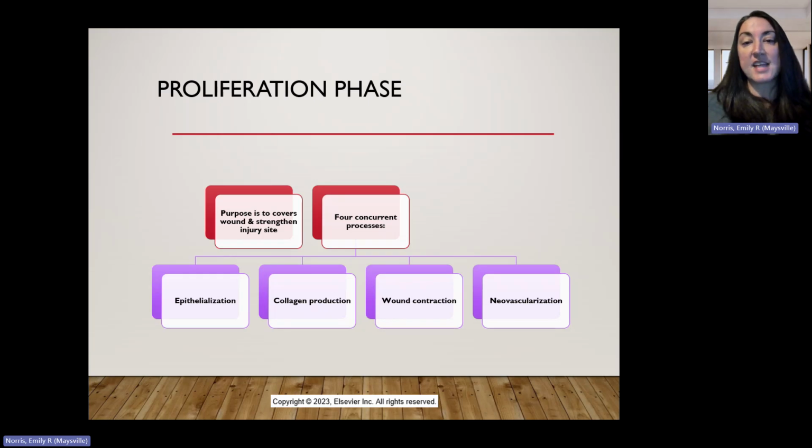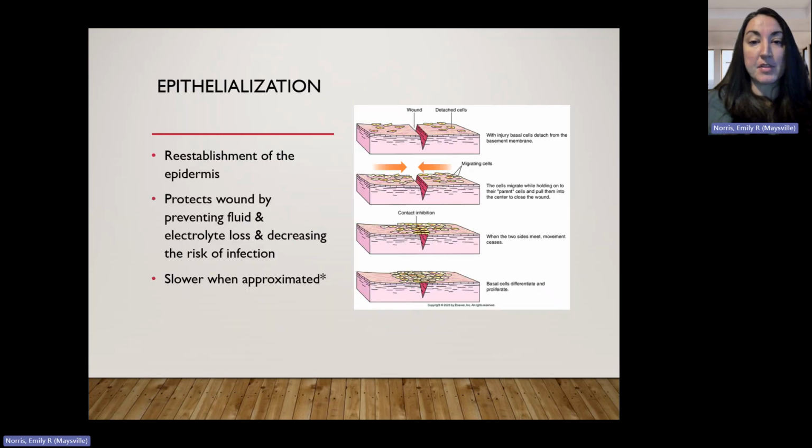There are 4 phases that happen all at the same time: epithelialization, collagen production, wound contraction, and neovascularization. With epithelialization, you're trying to reestablish the epidermis, that top layer of skin. This can protect the wound, prevent fluid and electrolyte loss, and decrease the risk of infection. But what is really interesting is that this epithelialization stage is promoted by there being a gap there.